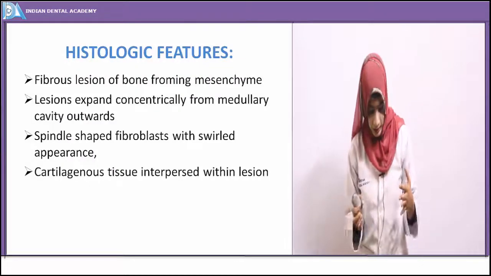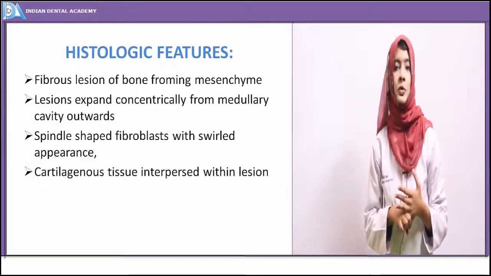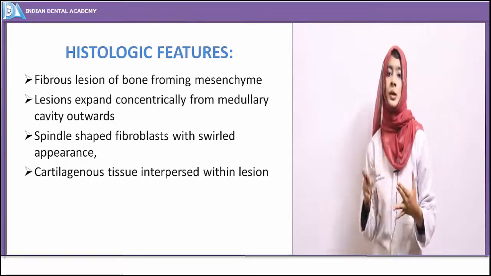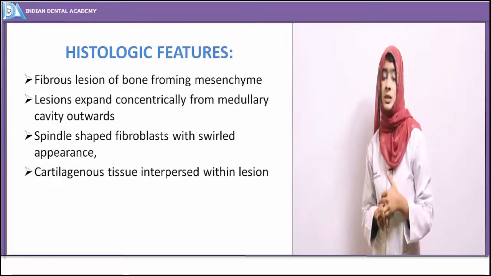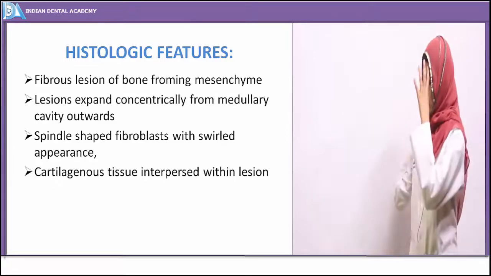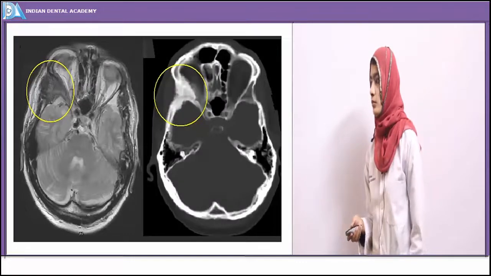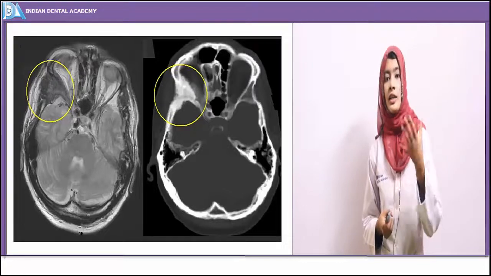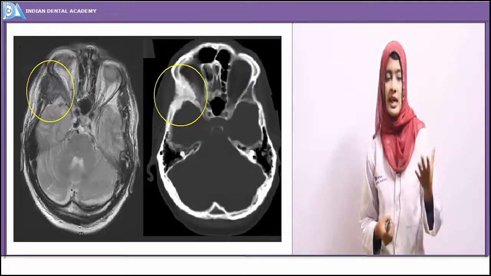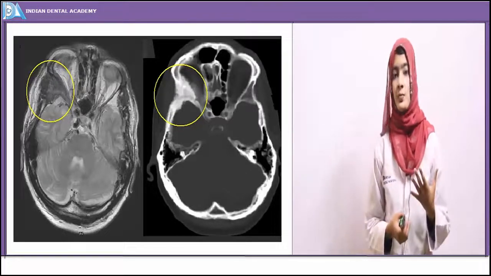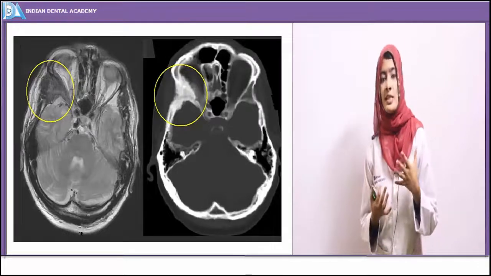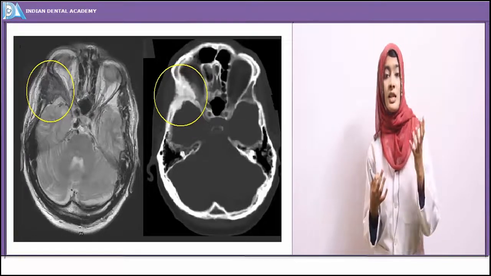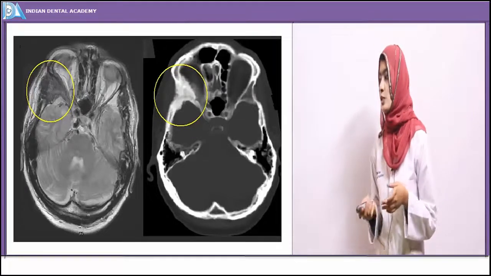When you see the microscopic picture of the fibroosseous lesion, essentially the stroma is fibrillar in nature, and spindle-shaped fibroblasts are predominant. When the fibroosseous lesion involves the maxilla, it tends to spread into the maxillary sinus, orbital floor, or the zygomatic process. Because of the expansile nature, the lesion extends into all the surrounding areas and extreme facial deformity is produced.